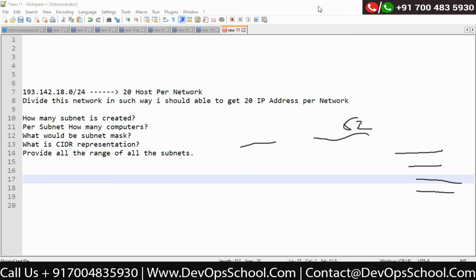Correct? We can divide a network into smaller chunks based on requirement. Now sometimes they are not going to ask you the straight question. Now I ask the question in a very straightforward manner: this is the IP address, this is the number of hosts I require, kindly find out these things. But while you are going for certifications, they will not ask you the question like this. They will straight away give you something like this.